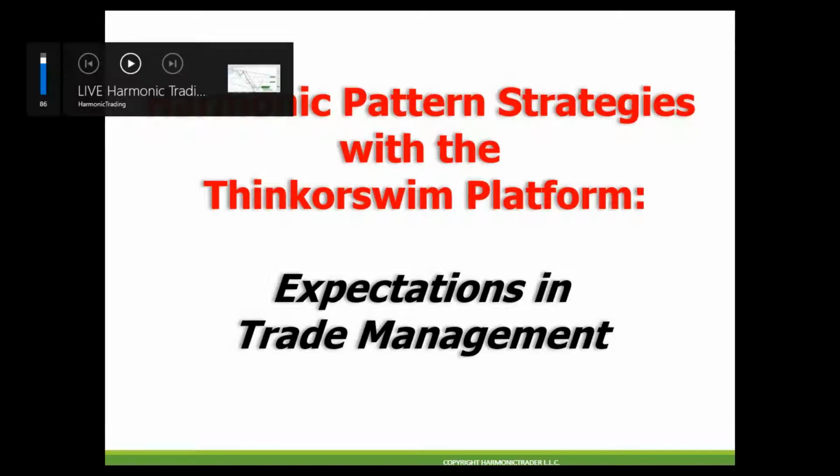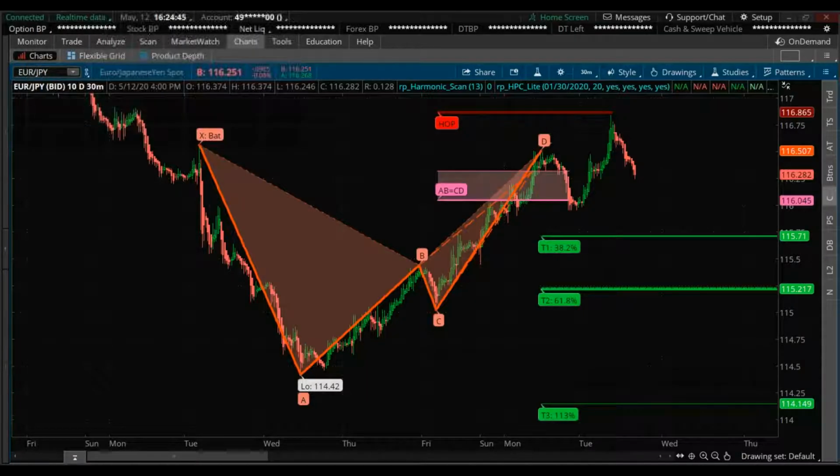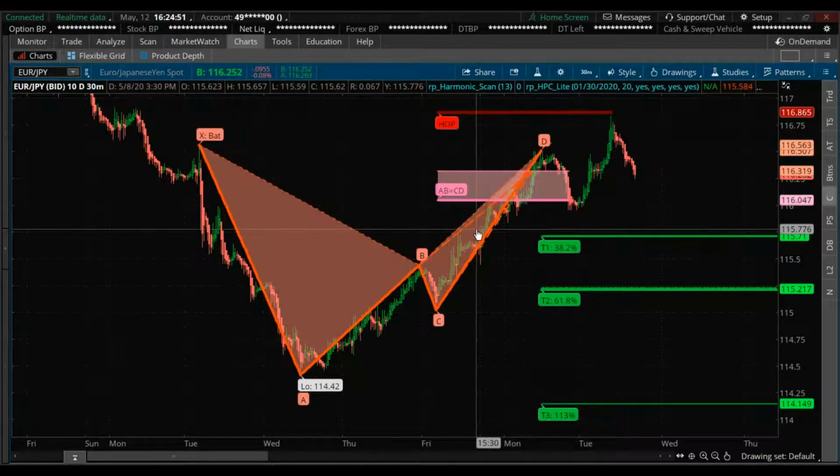Take a look at this opportunity here in the bearish bat on Euro Yen on a 15-minute or 30-minute. This is a recent pattern that just popped up a few days ago, and I wanted to go over it because it actually has a lot of the elements that are commonly found. Don't be surprised to see harmonic patterns unfold in this manner.